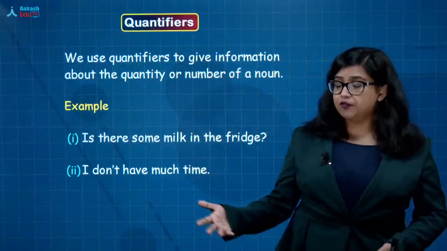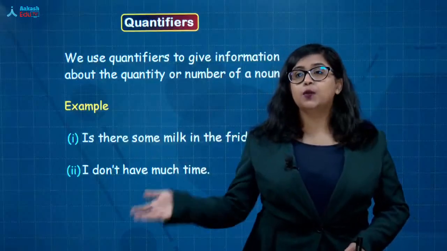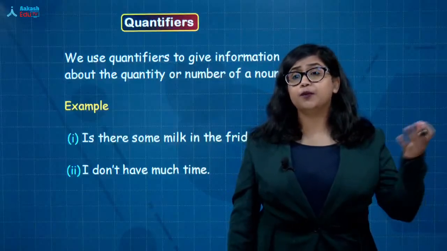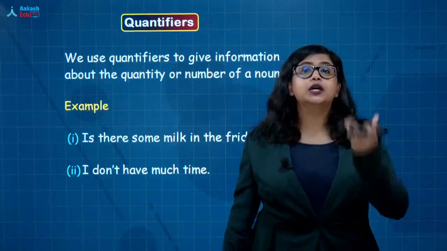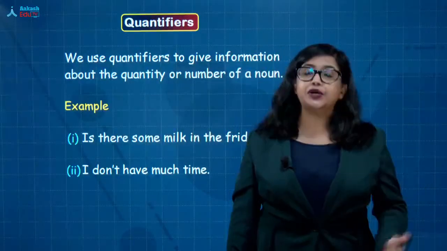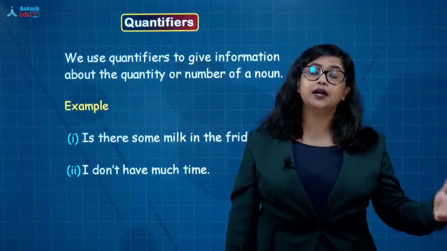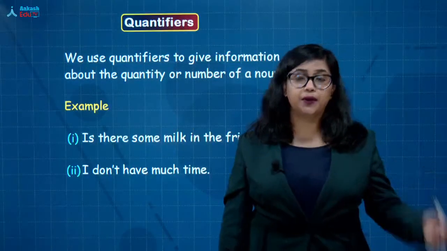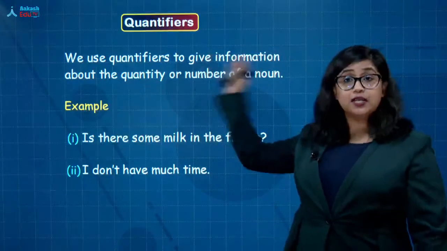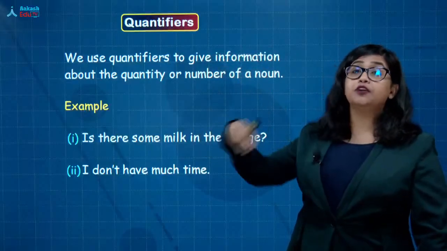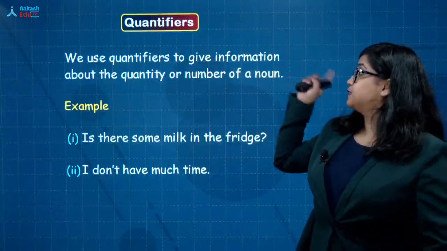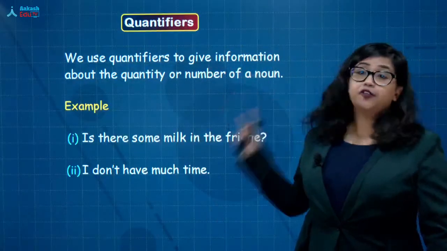However, if I use the same sentence with an indirect quantifier and I say, please get a few potatoes from the market, here you can see the words a few definitely talk about the quantity of the potatoes that I am asking you to get, but indirectly. So these are quantifiers. As the word itself suggests, it comes from the word quantity. Quantifiers tell about the quantity of a noun, giving information about the quantity or number of a noun.